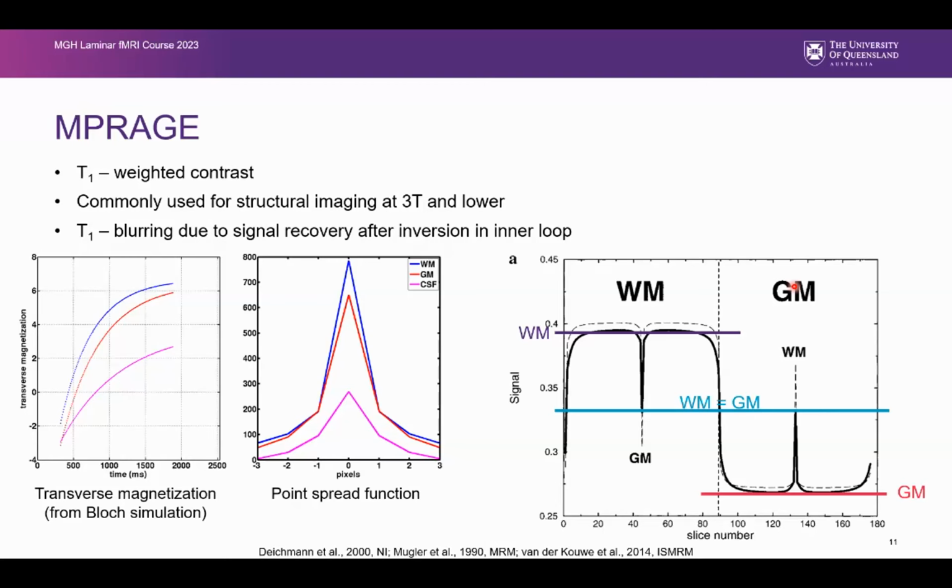So it's always important to keep your inner loop as short as possible. For example, through using GRAPPA there, to just make sure that the resolution you set at the scanner is actually the actual resolution you get out of your images.